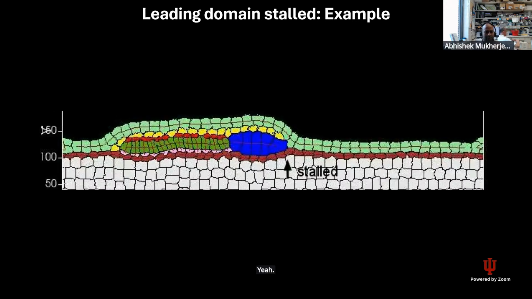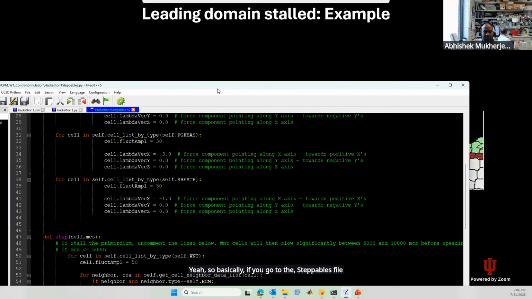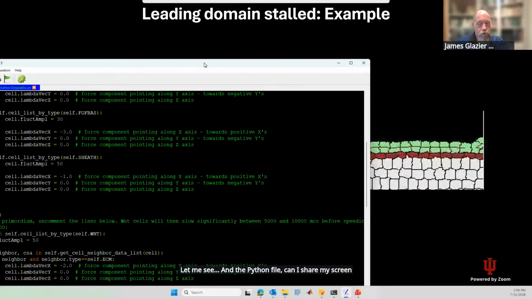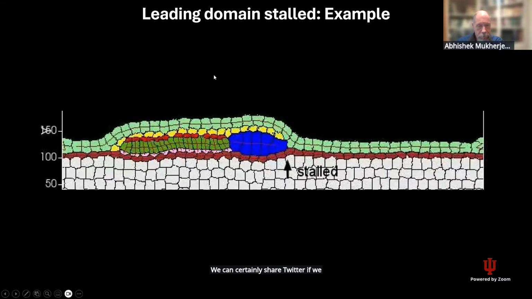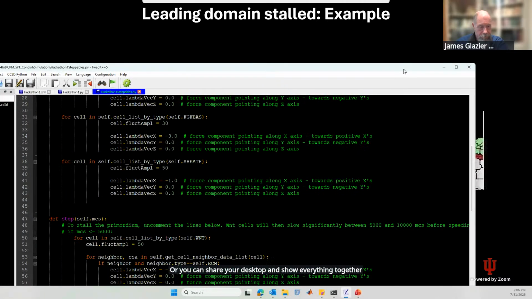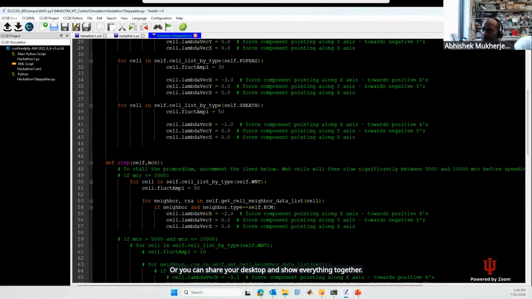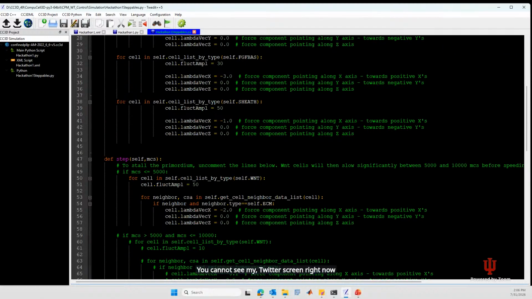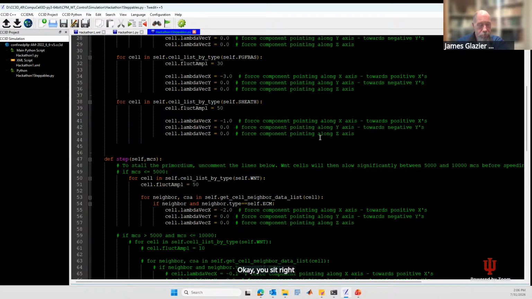Yeah, so basically if you go to the steppables file, let me see. The Python file. Can I share my screen? We can certainly share it if you want, or you can share your desktop and show everything together. Okay, let me see. You cannot see my screen right now, right? We see Twitter. Okay.